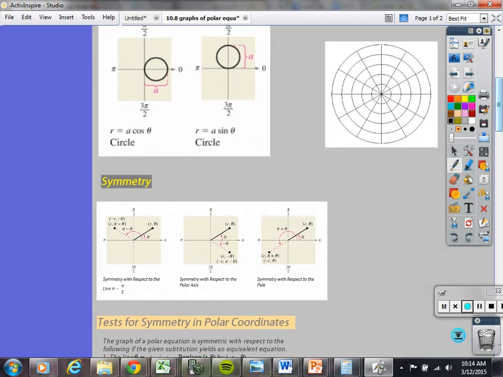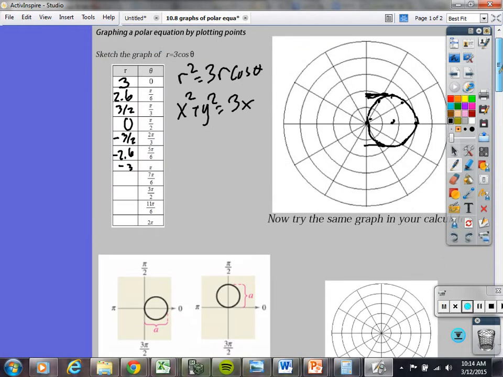All right, so just to let you know, you see how this circle is symmetrical about what you think of as the x-axis? Things with cosine are symmetrical about the x-axis, or it's called something different. It's called the polar axis. We'll get to that down here in just a second.